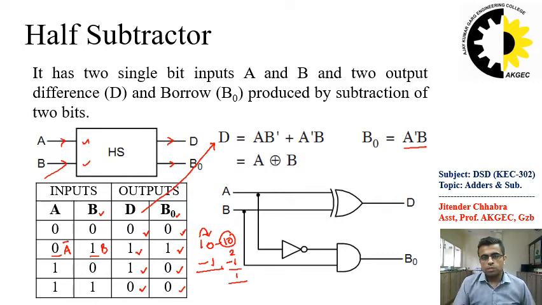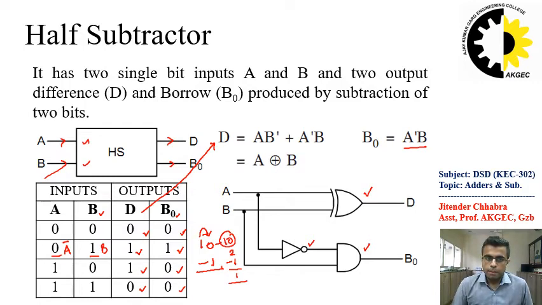So these are the two expressions for difference and borrow, and when these expressions are converted into circuits, we can get this one. So A and B are the two inputs. When these two inputs are being subtracted, then this XOR gate is providing me the difference of these two inputs, and this A bar B thing is generated by this NOT gate, and this A bar when multiplied by B gives me the borrow. So this is the half subtractor circuit.